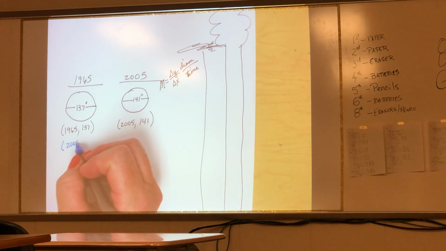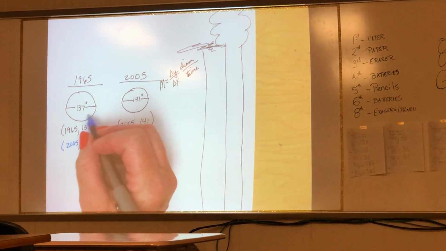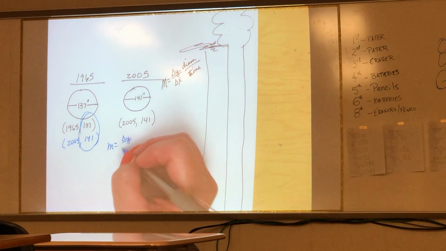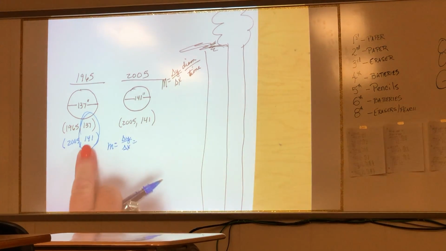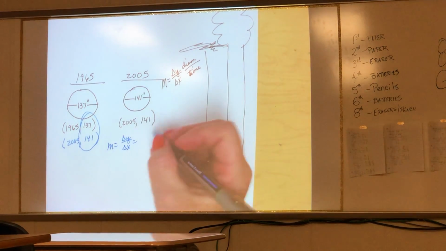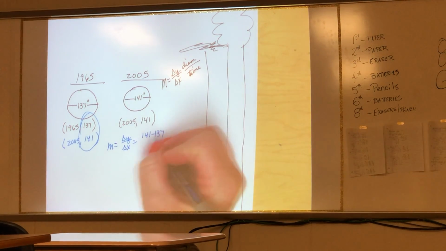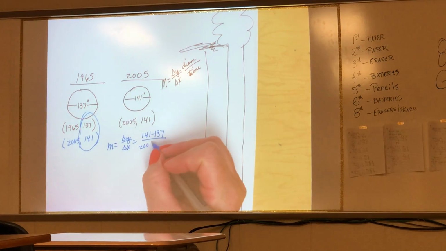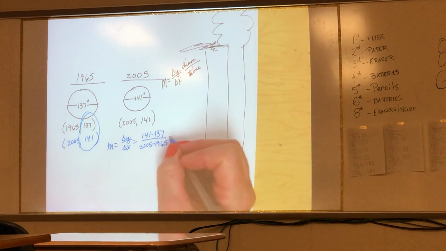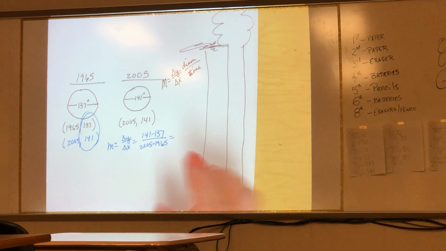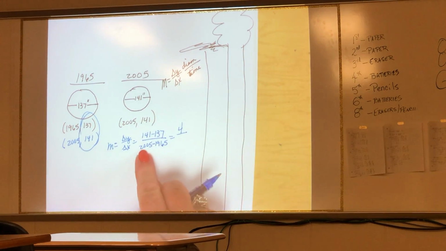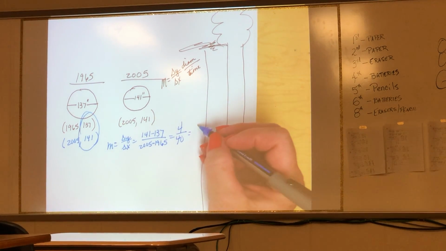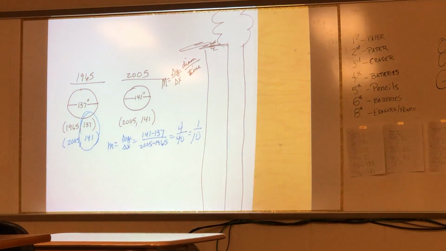So 2005 over 141. I'm going to circle my Y's. M is equal to delta Y over delta X. So, who do you want to start with? 141 minus 137 over, what do you have to say on the bottom? 2005 minus 1965. What is 141 minus 137? 4 over, what's 2005 minus 1965? 40. What is 4 over 40 reduced down to? 1/10.